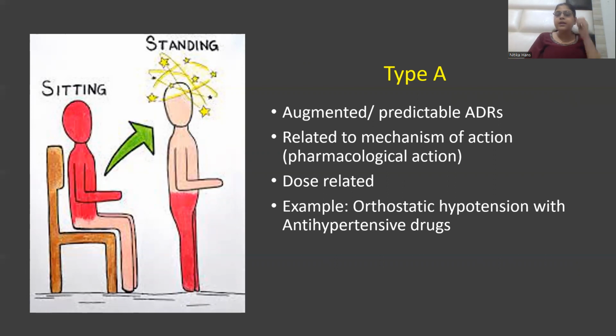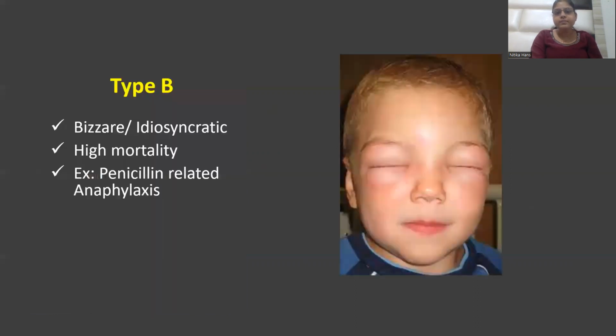In the same way, with anticholinergics there is dry mouth, as anticholinergics decrease the secretions, so there can be dry mouth. And with propranolol, there can be heart block because they cause bradycardia and depress the heart. So with propranolol, sinus bradycardia can occur. These are the types of the augmented type A.